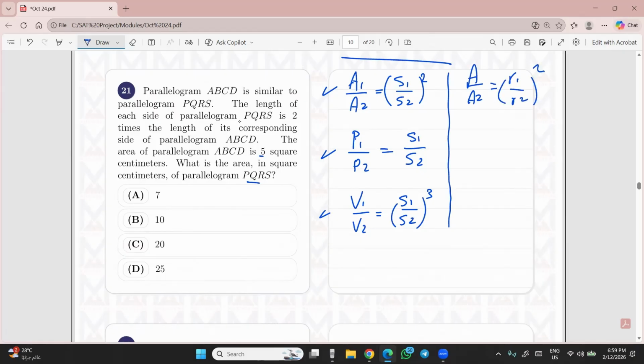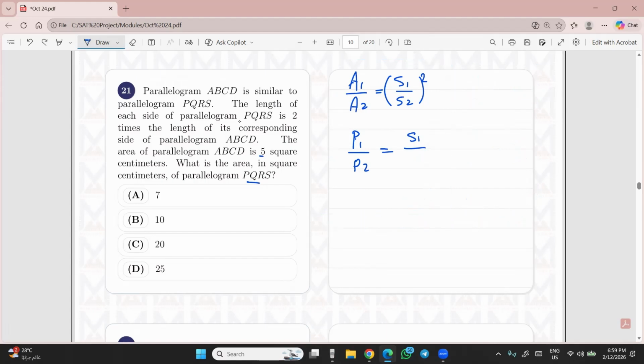And the perimeter in the circle is called the circumference. Circumference 1 over circumference 2 is equal to the radius 1 over radius 2, only without writing the square here. And then we got the volume of the sphere. Volume 1 over volume 2 is equal to the radius 1 over radius 2 all to the power of 3. So remember these 6 formulas and apply whenever you have one of them.